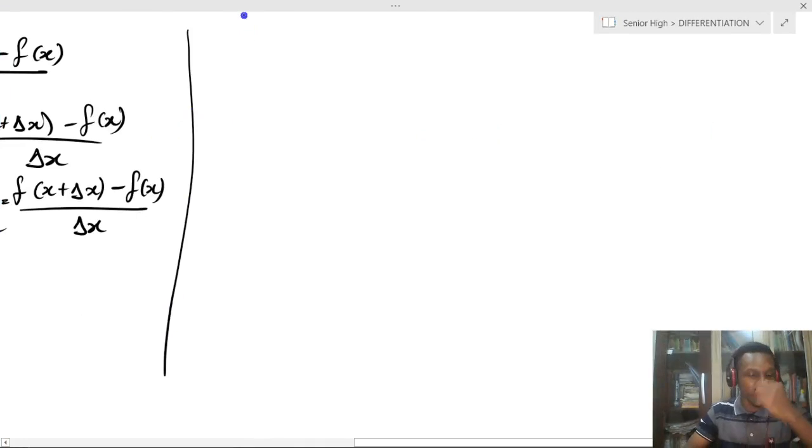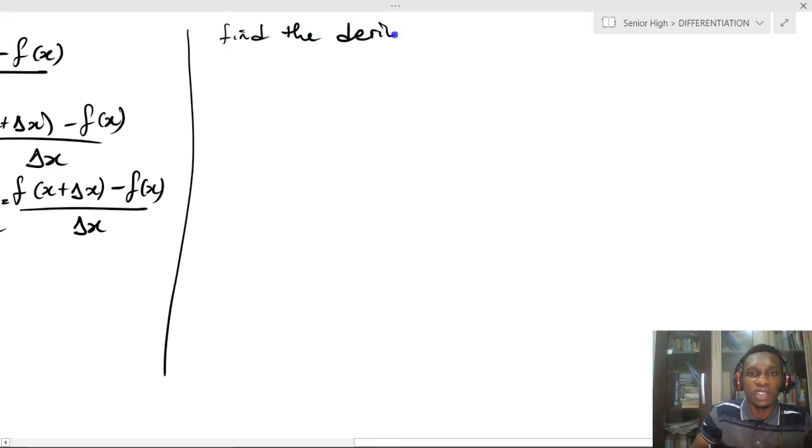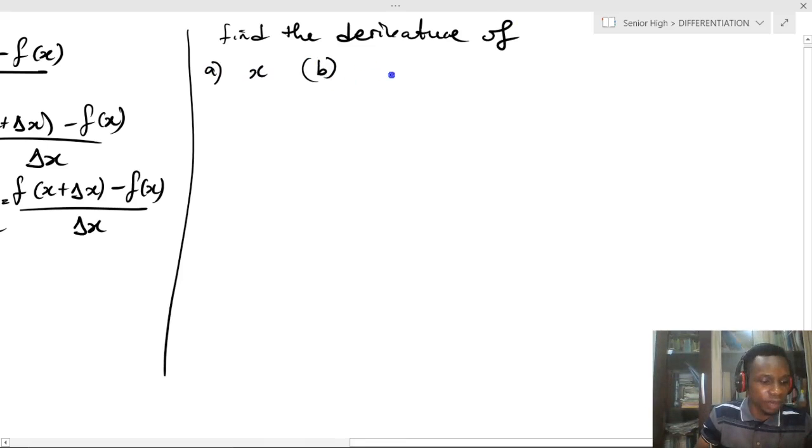Let's say differentiate using first principle, and let's solve for, let me see what we want to have in my book here. Okay, so find the derivative of, let's do for the first part a, x, and then we'll do for b also, let b be x squared. Now let's find the derivative of x for the first one.